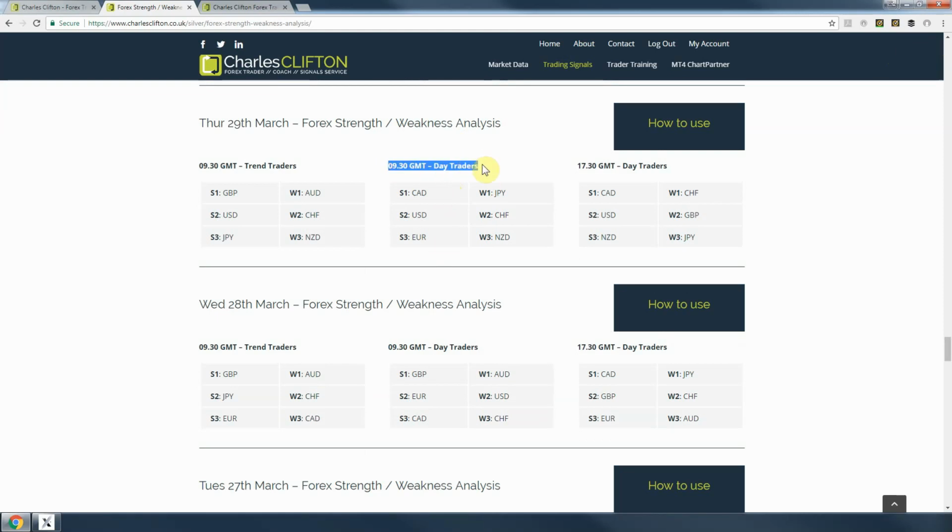9:30 in the morning on Thursday the 29th of March. I can't see the pound anywhere and I can't see the Aussie dollar anywhere. Whilst they're still showing here on the trend trading time frames, we've lost the confirmation from the day trading time frames. So Thursday 29th of March, 9:30 GMT, that's my exit signal.